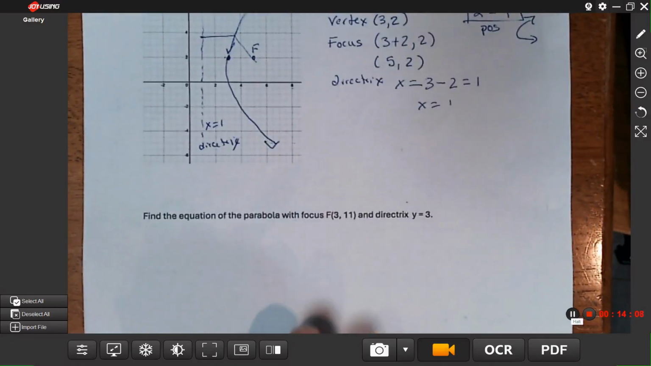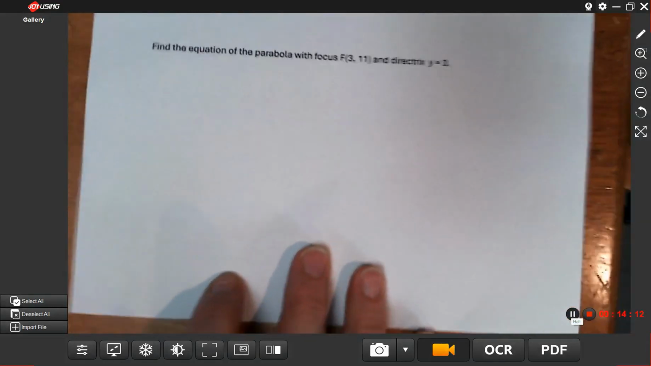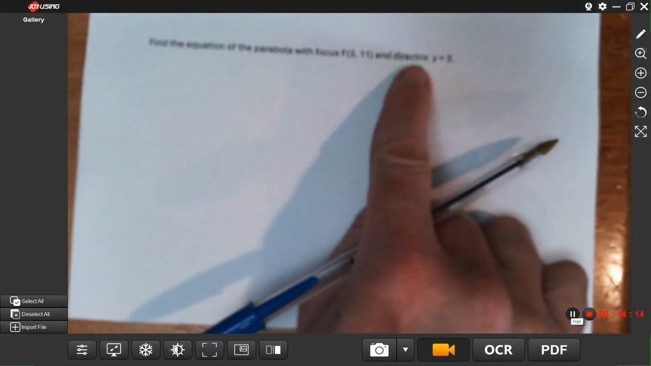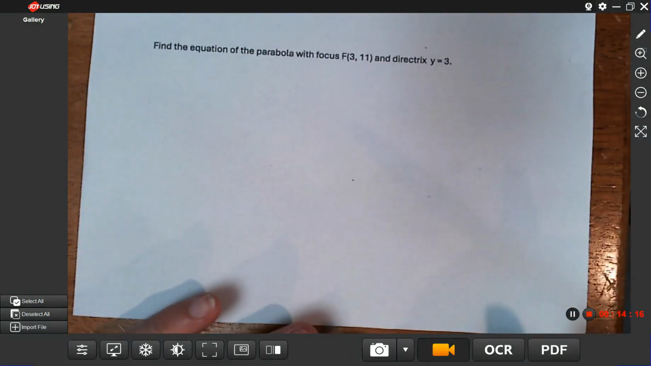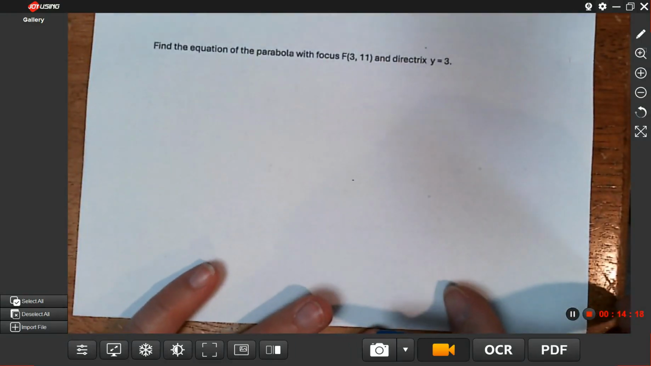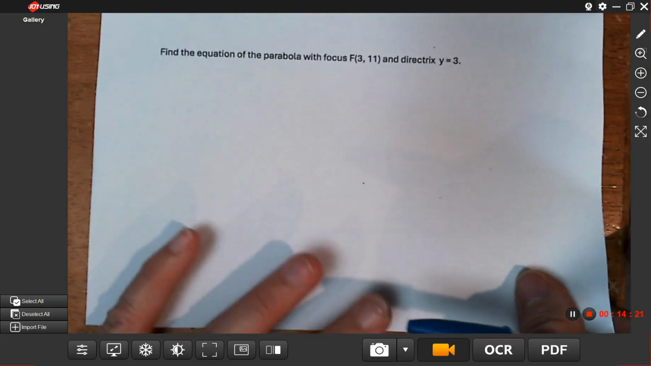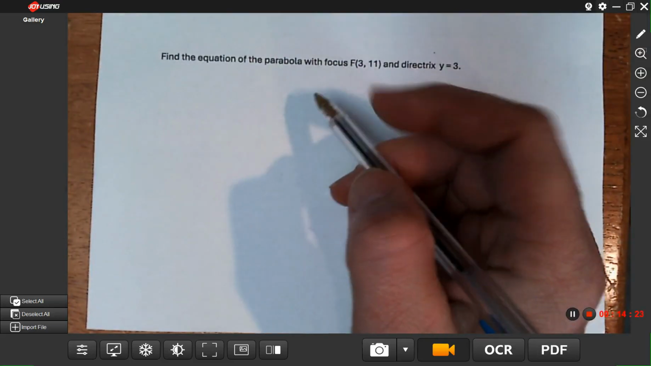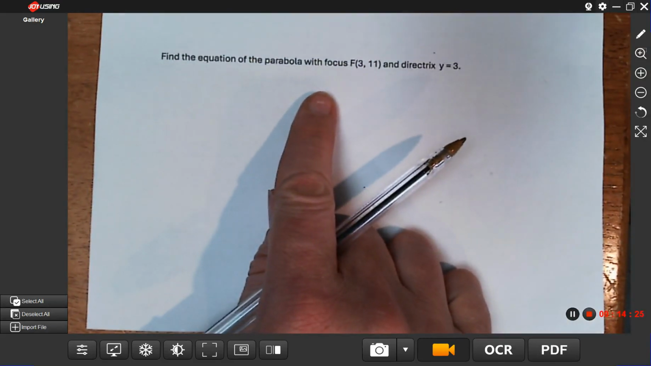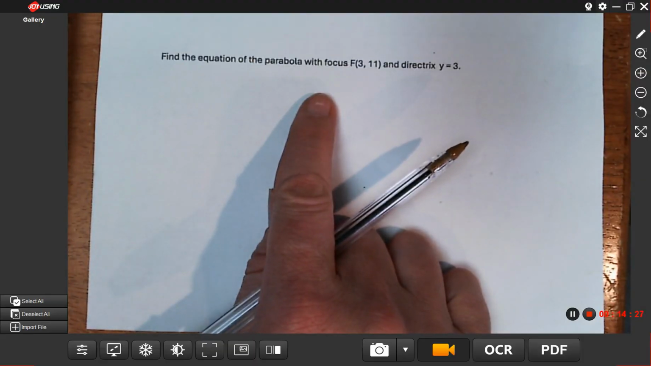All right, another example. So now we want to find the equation of a parabola that has this focus and that directrix. You can be given a variety of other information. You just have to use logic to figure out what the missing pieces of information are. So you're going to have questions that are not exactly like this, but you can do it.